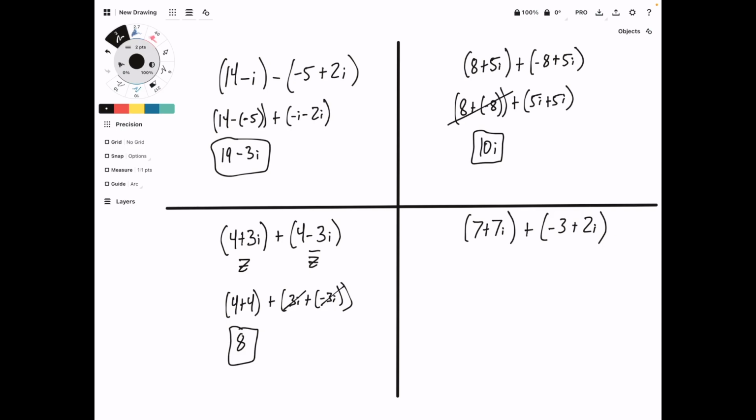And finally, we have 7 plus 7i plus negative 3 plus 2i. So same thing as for all the rest. Add the reals, and add the imaginaries. 4 plus 9i.